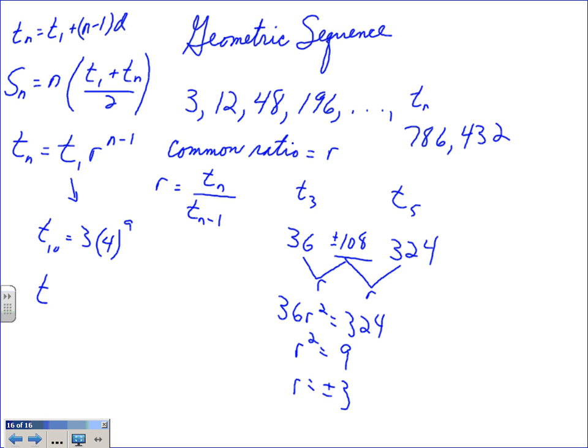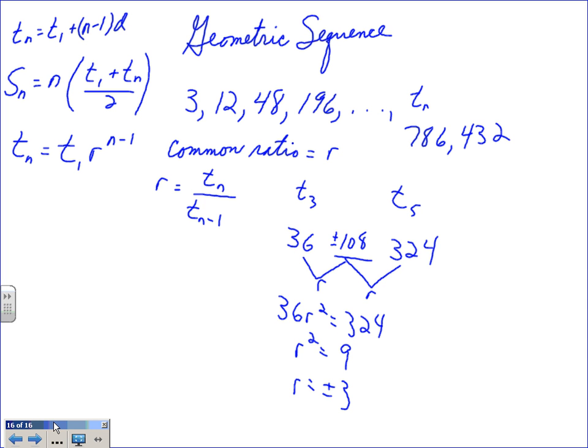Now, let's find the 10th term of this sequence. First of all, I need the first term. Does anybody know what that plus or minus 108 is? We have a name for that. If there's a number in between these two numbers, it's the geometric mean. Okay? All right, because we're going to do a problem like that where we're just going to say find 3 geometric means between two numbers. We'll do that in a minute.